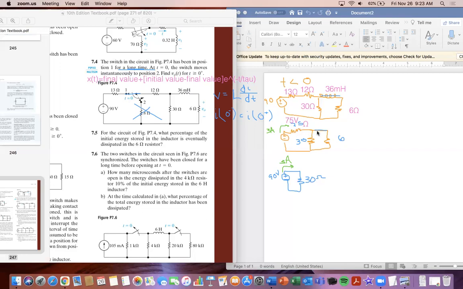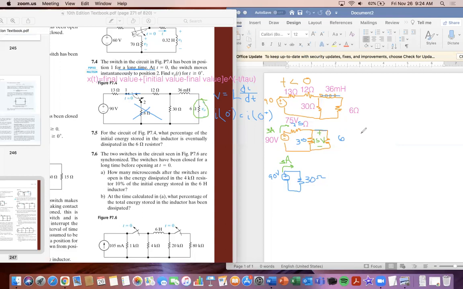That means the rest of the voltage drop, because the source is 90 volts, that other 15 volts must be dropped across these two resistors that are in parallel here. And remember, a parallel combination has the same voltage drop. So here it has to be 15 volts. And so for V of 0, remember, it was the 6 ohm resistor, so therefore it must be 15 volts initially.